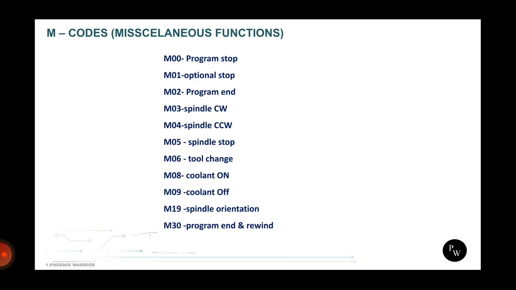Okay, so M00 is program stop, M01 optional stop, M02 program end, M03 and M04 clockwise and counterclockwise spindle rotation, M05 spindle stop, and M06 tool change for vertical milling machines, M08 coolant on, M09 coolant off, and M19 spindle orientation. M30 is program end and rewind. So these are the codes we are using.